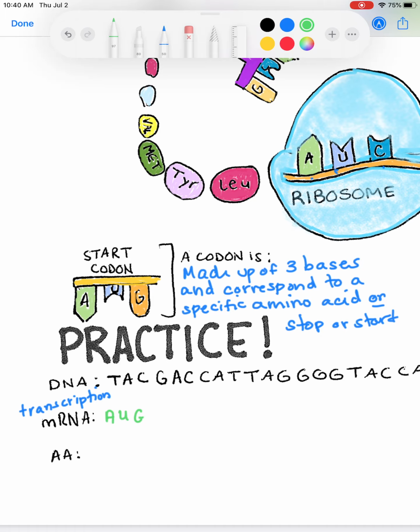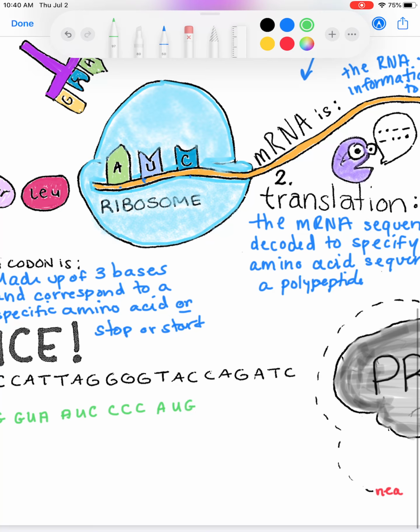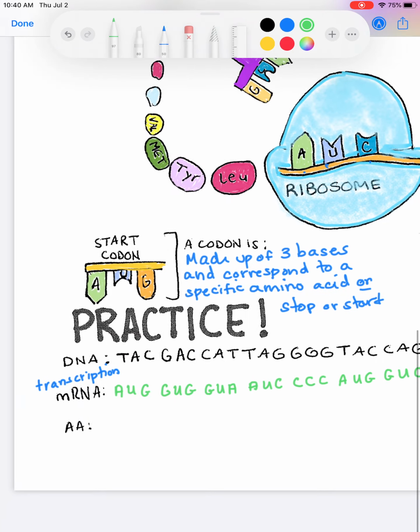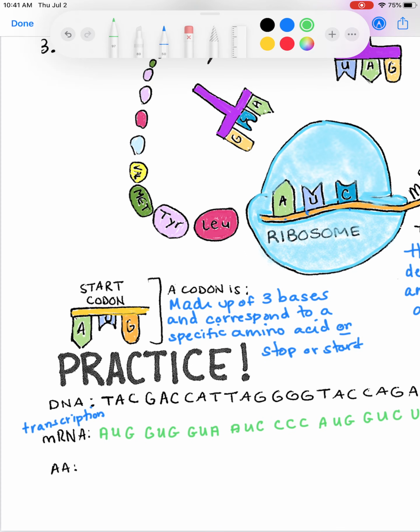C becomes G. We have C, U, G, G, U, A, U, C, my favorite, C, C, C, A, U, G, G, U, C, and U, A, G. So that's transcription. We've turned it into the code that the mRNA can get out of the nucleus. But that's great, but that doesn't build anything in the body. We need to translate it into amino acids.